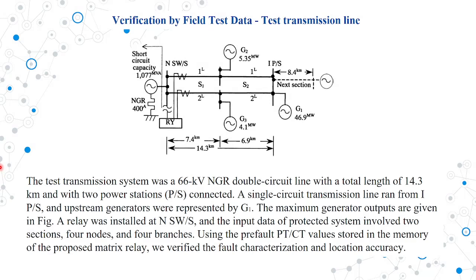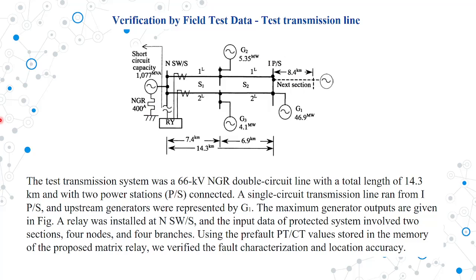So we have taken a field test of a transmission line that contains a double circuit, and there is a generator feeding toward the load, and at the end we have kept the relay. This is the starting point. The transmission line is a 66 kV double circuit transmission line with a length of 14.3 kilometers.